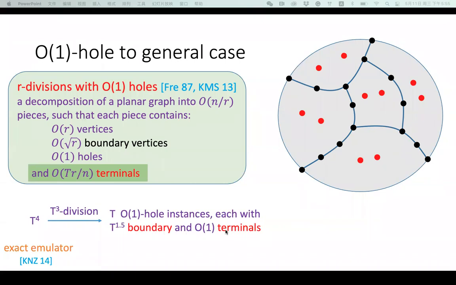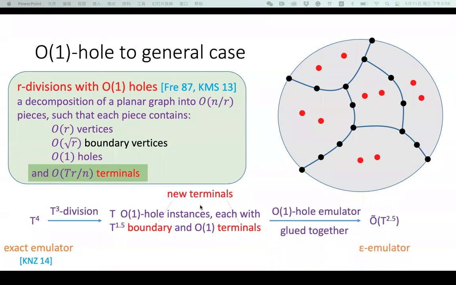Okay, so in each of these new instances, we will view these boundary vertices and terminals as new terminals, and we construct an emulator using the O(1) hole algorithm with respect to these new terminals. Since there are only O(1) terminals inside and all the boundary vertices lie on the boundary of O(1) holes, it is indeed an O(1) hole instance. So we can apply the algorithm for O(1) hole instances to it.